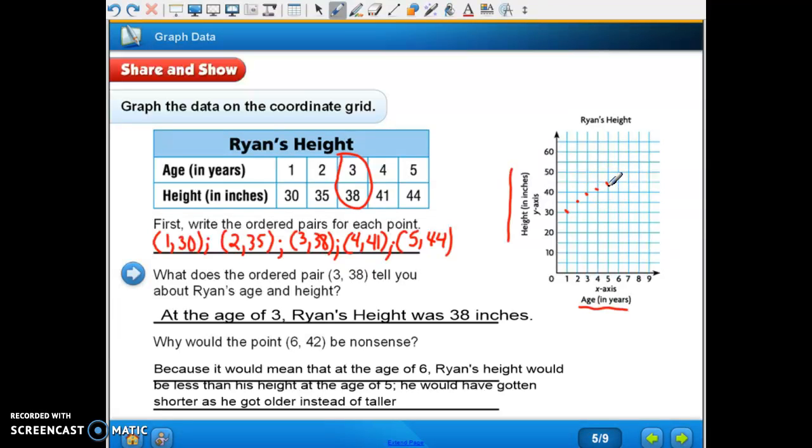okay. So why would point 642, let's change our color and just put it on there, 642 be a nonsense point? Ethan. Because 544 is the 44 he's taller than he was when he. Right. And did Ryan shrink? No. Probably he didn't. So it's a nonsense point because he would have gotten shorter. So go ahead and stop your recording.